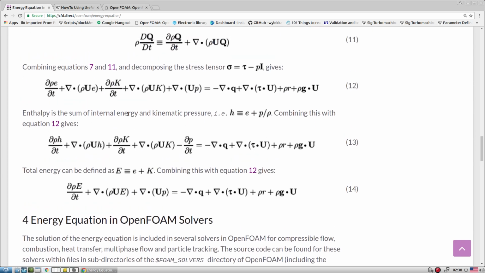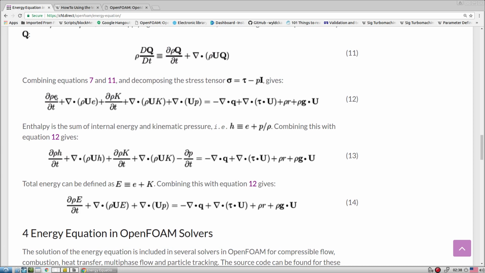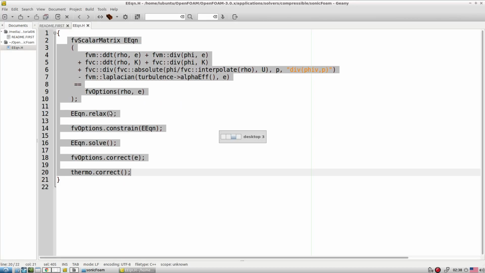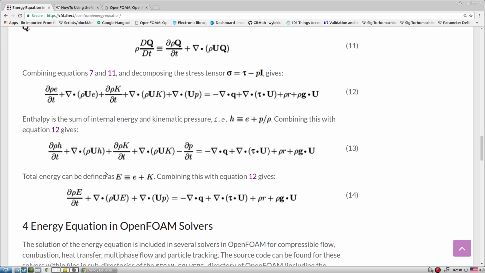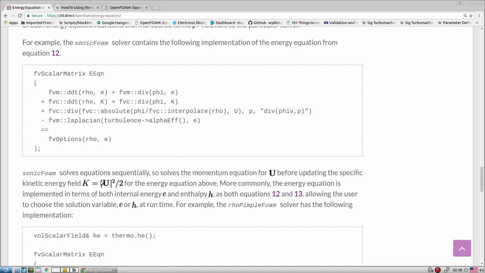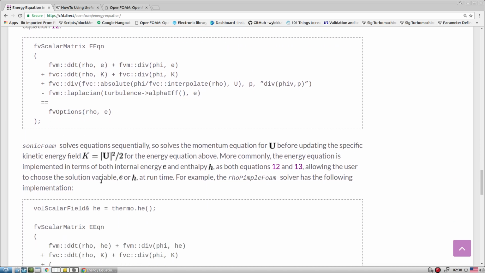Which one? This one. Where we have E and K both segregated, so that is what we have: E internal energy and K kinetic energy. And we have a different term, so that is what is coded inside the sonic form. So that is exactly here. Now this K is nothing but the kinetic energy.